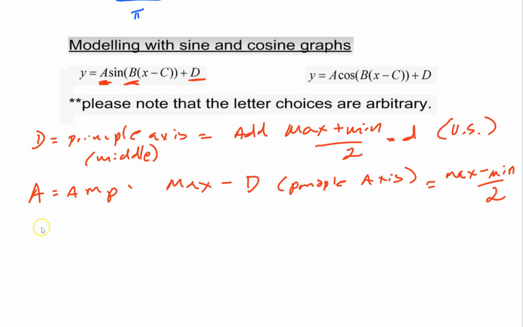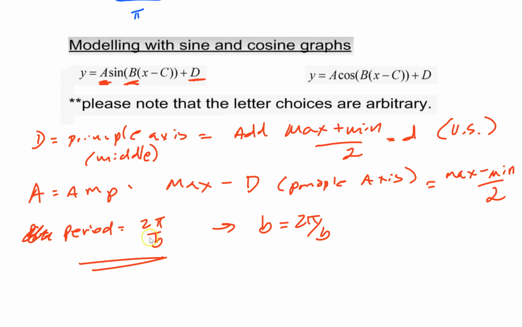B we know. Come on, we've been doing B forever. B has to do with the period. Now it's not the period. Period equals 2 pi over B. So if you can find the period, then you can just solve this problem. A lot of people also see it as B equals 2 pi over the period. But really I follow this formula and then I just fill in what I need.